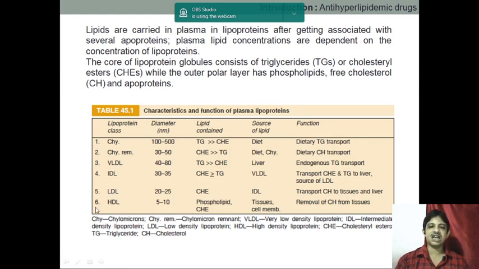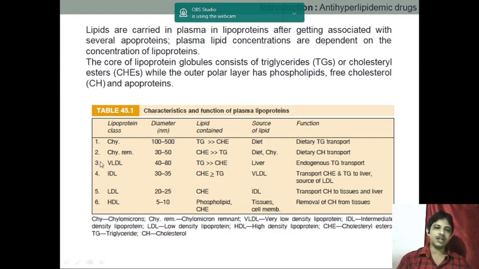Next is HDL, high density lipoprotein. That is 5 to 10 nm in diameter, and the lipid content is phospholipid and cholesterol ester. The source is the tissue and cell membrane, and the function is the removal of the cholesterol from the tissue.